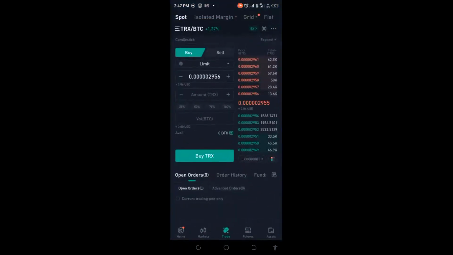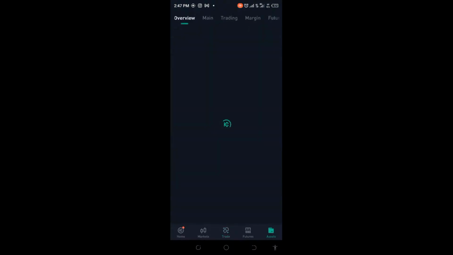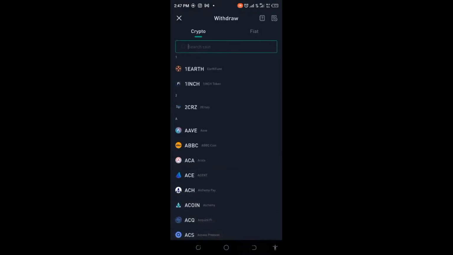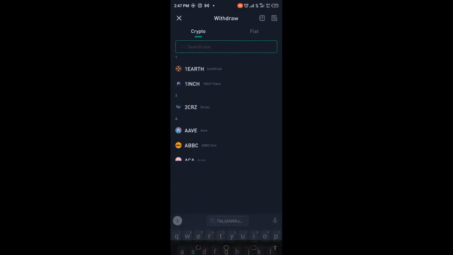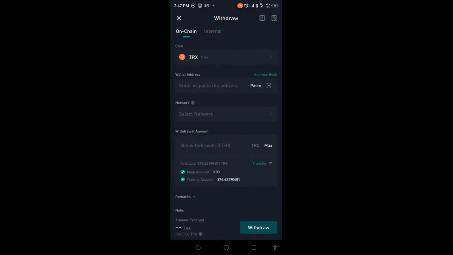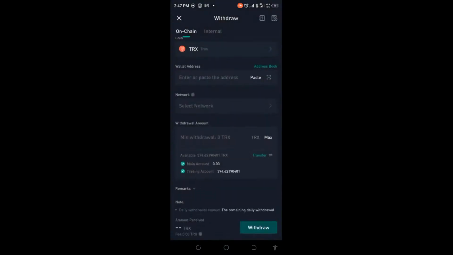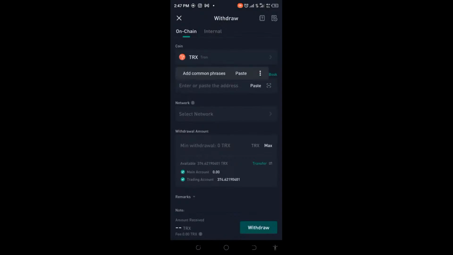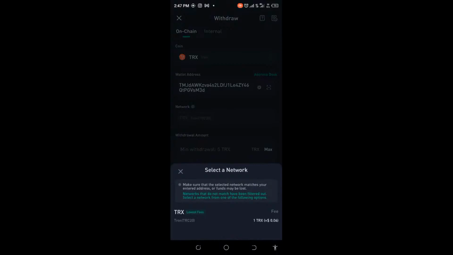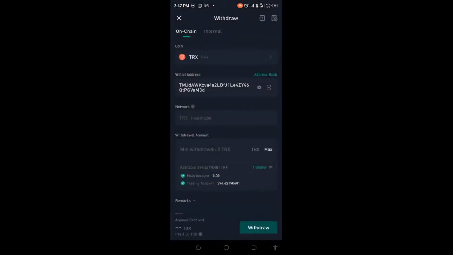Okay, so right now we're just going to withdraw it from here. Withdraw, and we're going to put TRX. Okay, you can see it already has highlighted that. Let's just put that there. TRX. So we have this here. Okay, so what do we have? Let's put in the wallet address. Great, and then the network is TRC20. TRC20, and then we're going to put in max everything that is here.